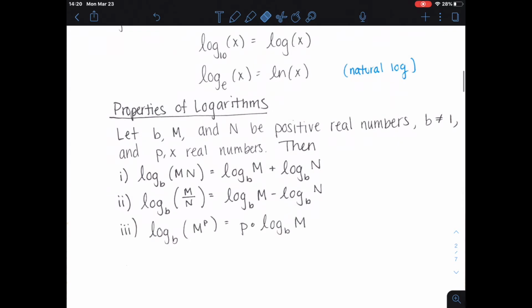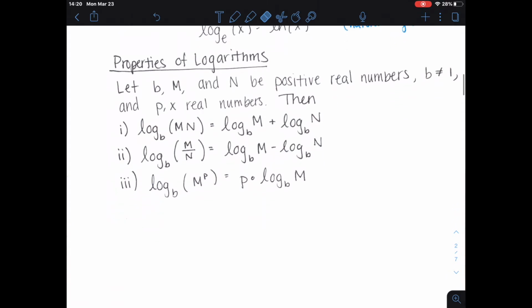The third property is when you have a number to a power. Think of this as log base b of m to the third. That's m times m times m. You'd add up that log 3 times using the first property. And then really the power will pop out. So our power just pops out front and you get p times log base b of m. Powers just come out front as multiplication.